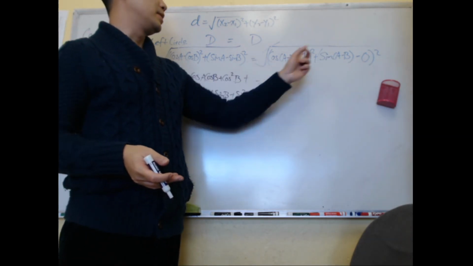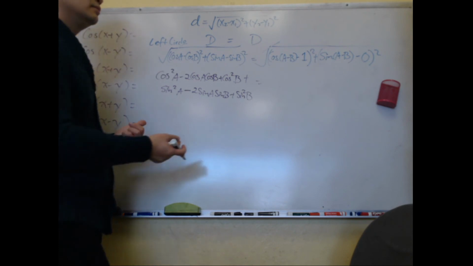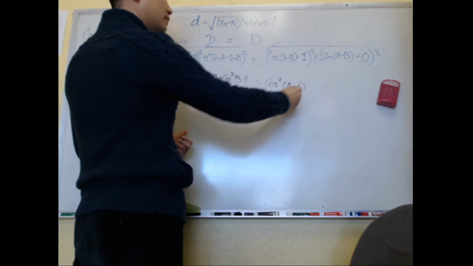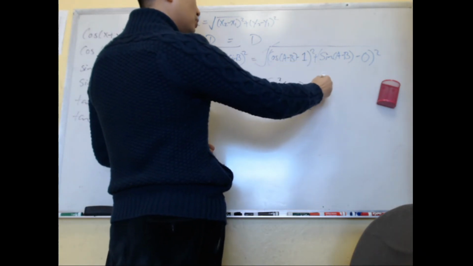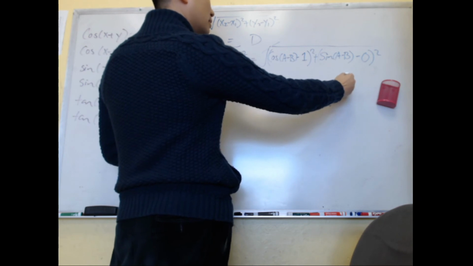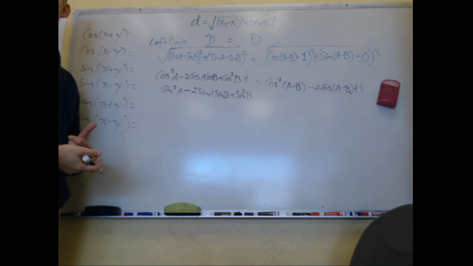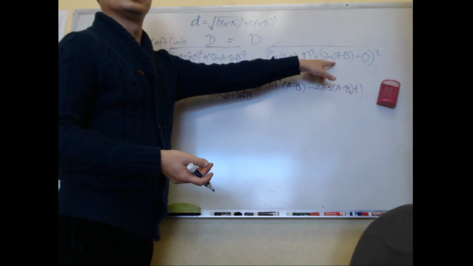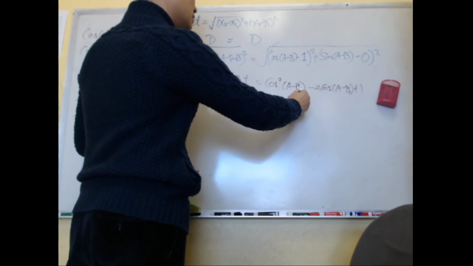And Katika, can you explain the way to expand it? So for the first one, since it's just cosine A minus B, that one's just cosine square of A minus B, right? Minus 2 cosine of A minus B, and then plus 1, right? Again, it's a binomial expansion. And what about this? This one is just sine square of A minus B, right? Plus sine square of A minus B.